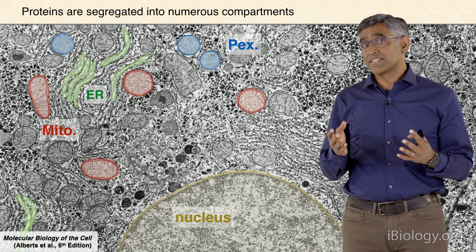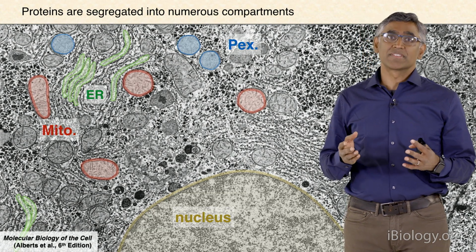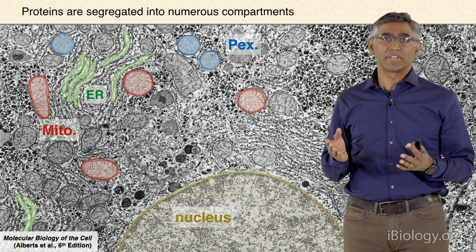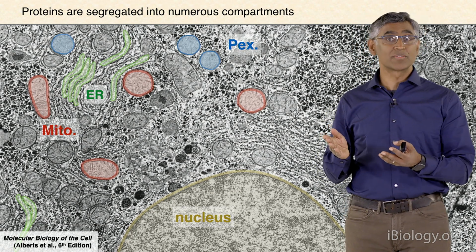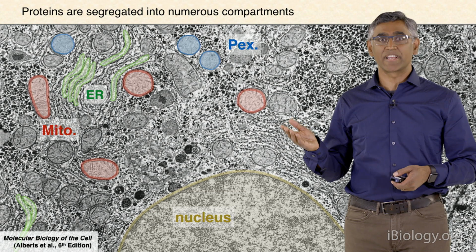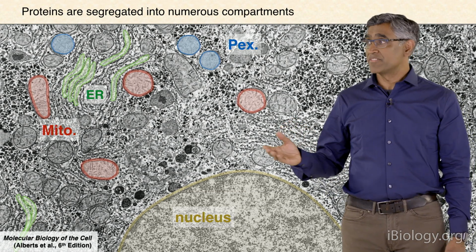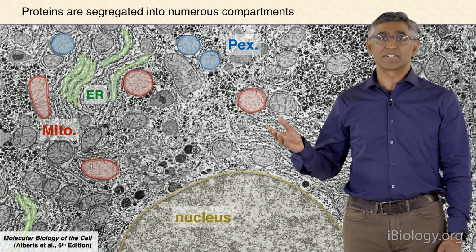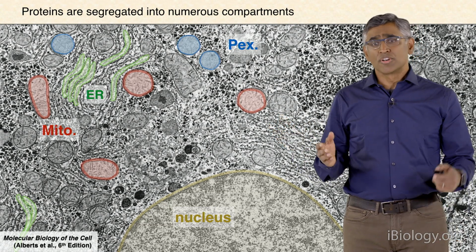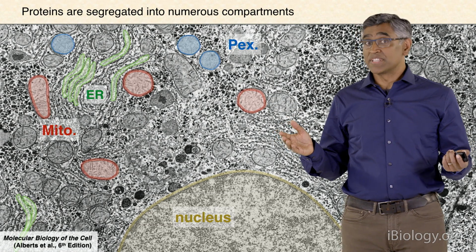Now, as nice as this system is, it turns out that the system does fail from time to time. Not only can you have genetic mutations in a protein, for example, in the signal sequence that might cause it to not be translocated properly, but you might even have genetic mutations in the machinery that mediates the targeting to these different organelles. So how then does the cell deal with these failures?